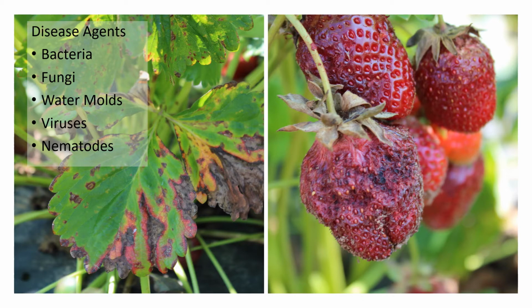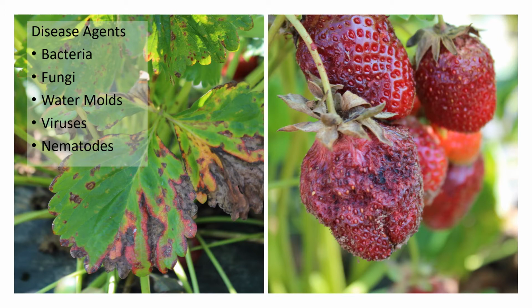So what are disease agents? Those are the plant pathogens that can cause disease. Recall that disease is the symptom. Disease is what manifests upon infection. But the infective agent, or the disease-causing agent, are the pathogens such as bacteria, fungi, water molds, also known as oomycetes, viruses, and nematodes. So as a whole, that's what we think about as disease-causing agents.